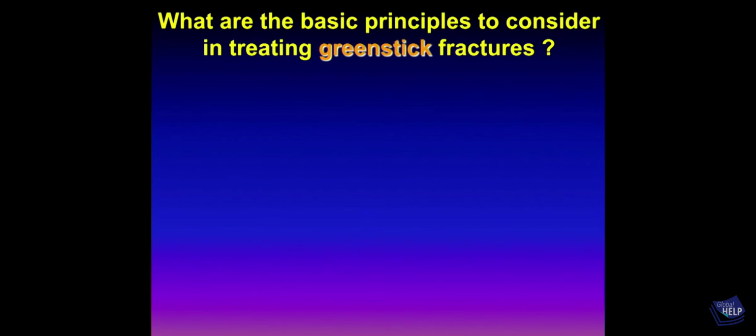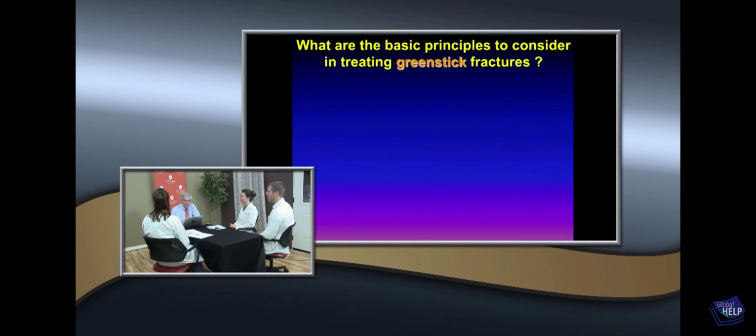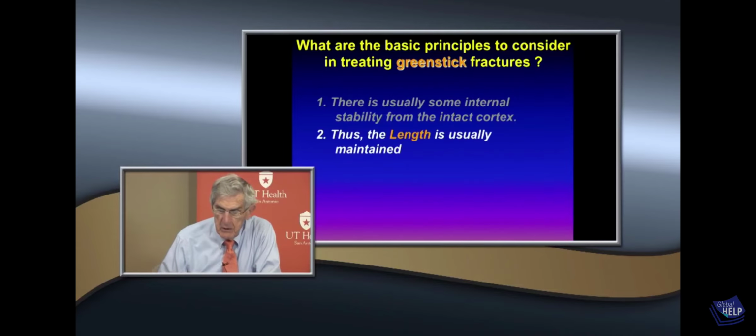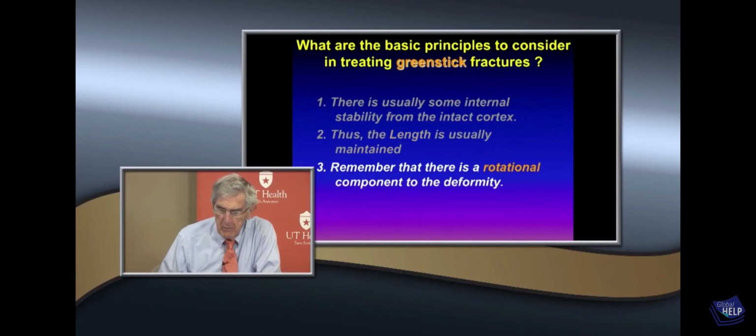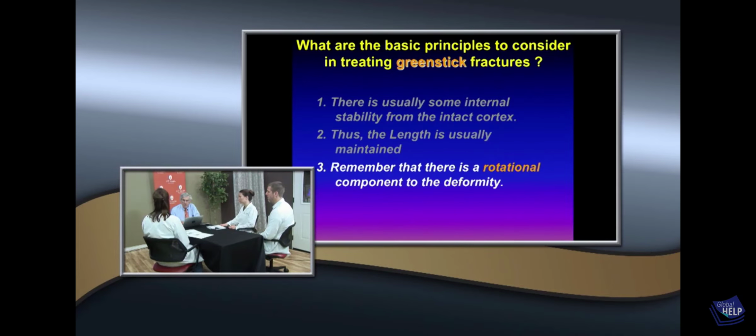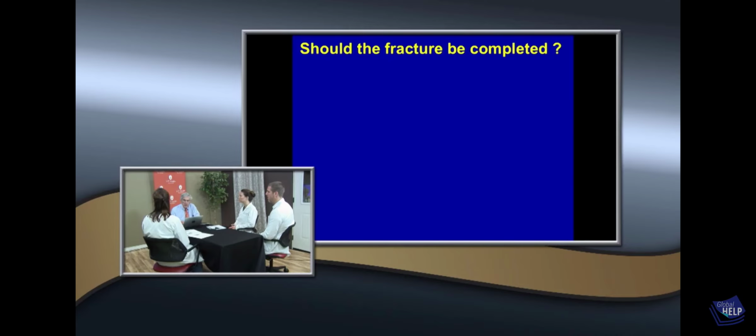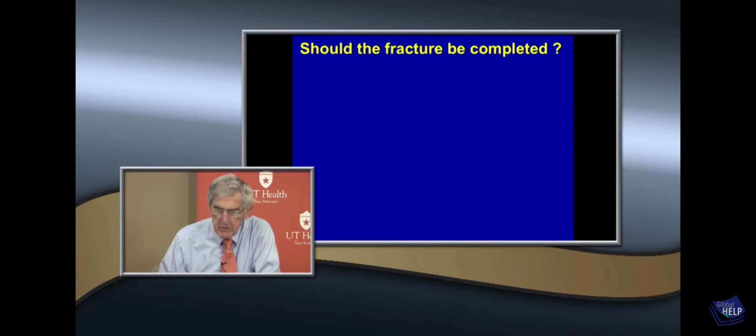What do you need to consider there? Well, there's usually internal stability from the intact cortex. So length is maintained. You don't have to worry about that. But remember, it's got both. What are the two major components of a green stick fracture? The rotation and angulation. That's right.